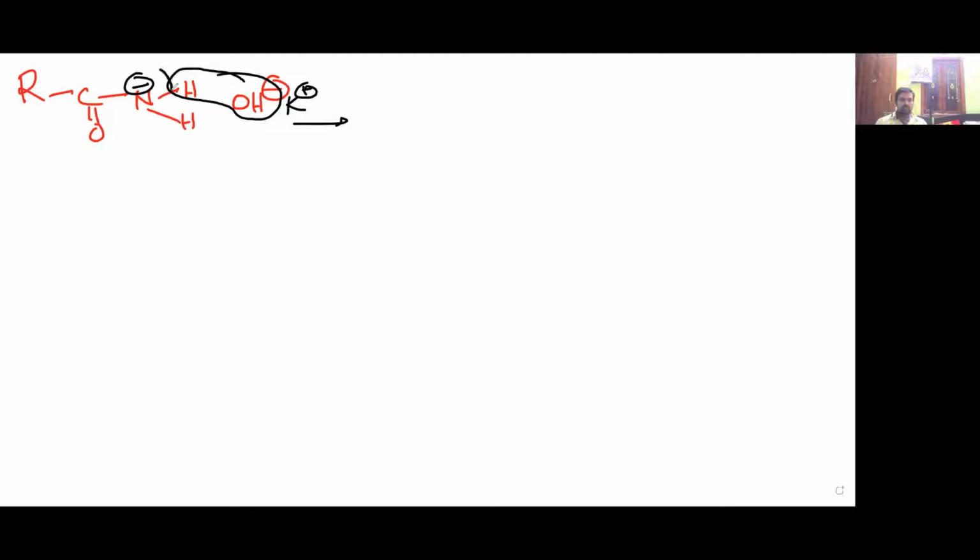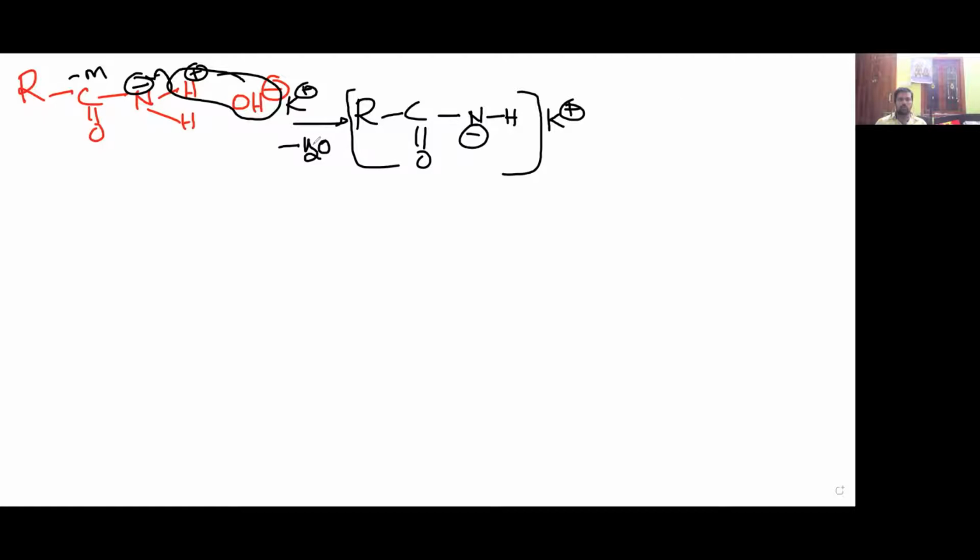Then the bond shifted towards the nitrogen side, H plus and base, an acid base reaction, because these two hydrogens are acidic because of the electron withdrawing group. Then RC(=O)N minus H, for the stabilization purpose K plus is there because you added base. Water is eliminated. I hope you can understand.